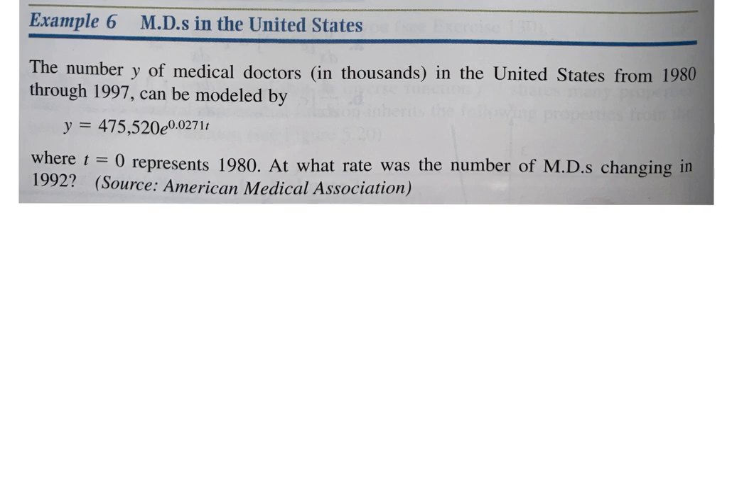The number of medical doctors in thousands in the United States, represented by Y, obviously, from 1980 through 1997, can be modeled by this. And they've given us this function that is obviously an exponential function, right? Where t is 0, which represents 1980. At what rate are they changing in 1992? If they are looking for the rate in which they're changing, then you must find the derivative. That's rate of change, right?